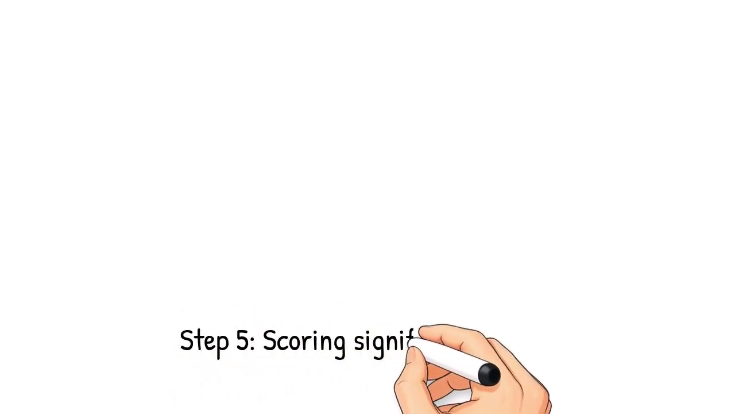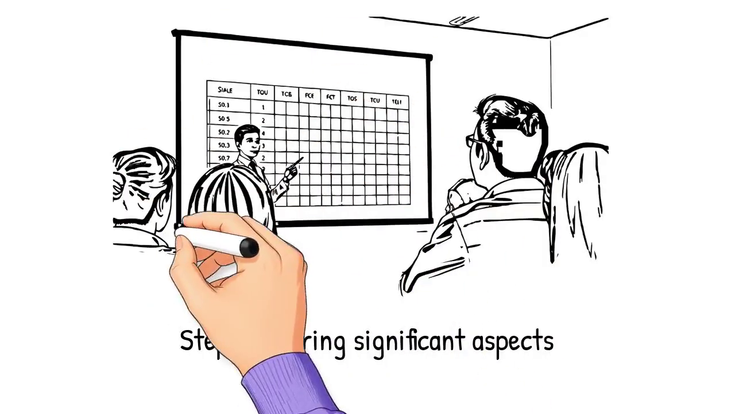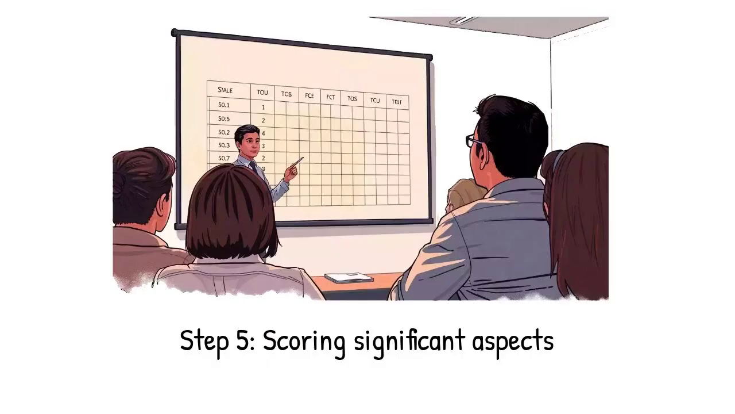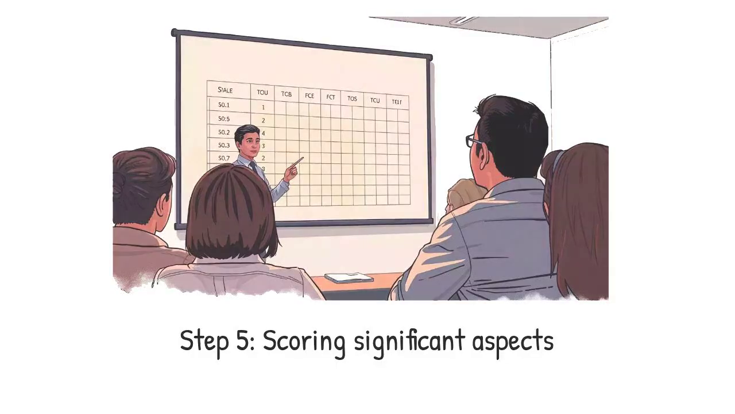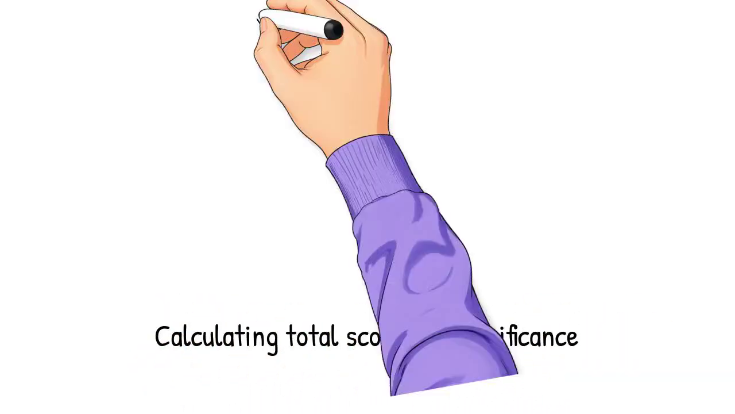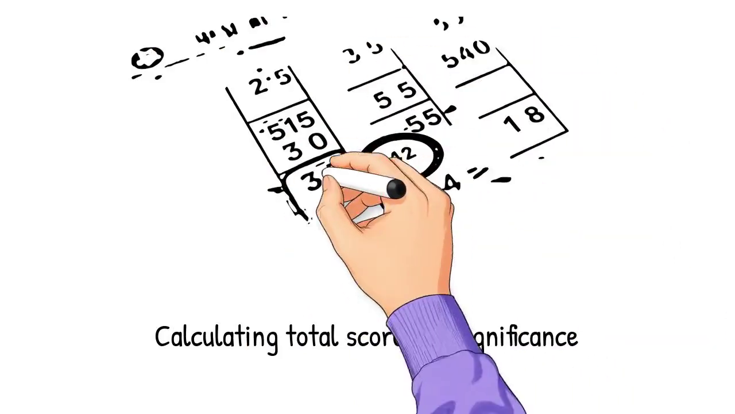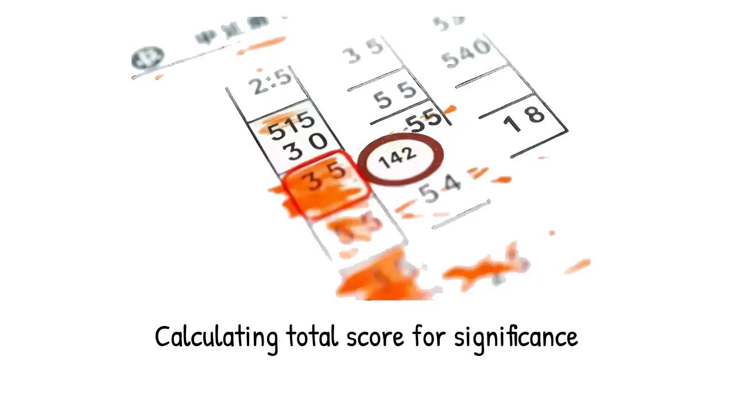The fifth step is scoring. Most organizations use a scoring matrix. For example, severity is scored from 1 to 5, frequency from 1 to 5, legal requirement as 1 or 5, and stakeholder concern as 1 or 5. Multiply or add these values to get a total score. If the score crosses a threshold, the aspect becomes significant. For example, if severity is 5, frequency is 4, legal requirement is 5, and stakeholder concern is 3, the total score is high enough to classify it as significant.